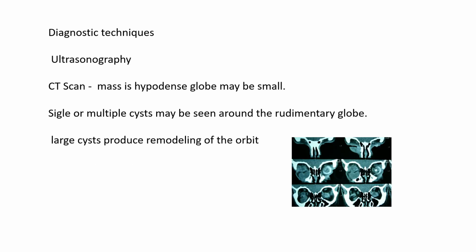The diagnostic techniques are ultrasonography and CT scan. The mass is hypodense. The globe may be small. Single or multiple cysts may be seen around the rudimentary globe. Large cysts produce remodeling of the orbit.